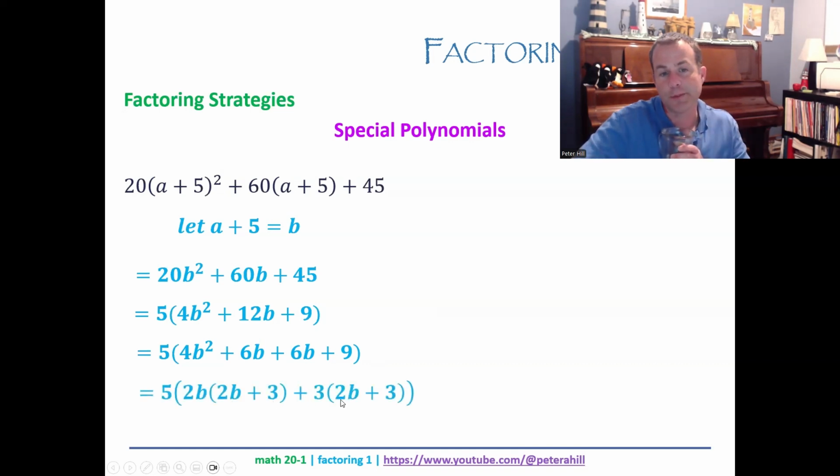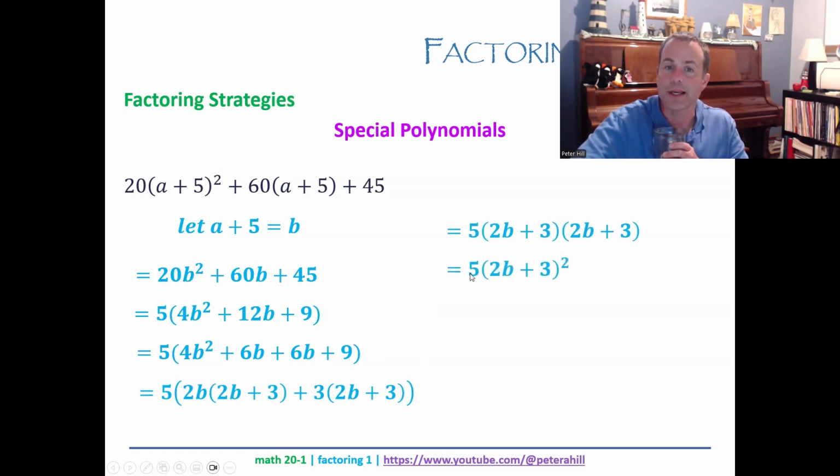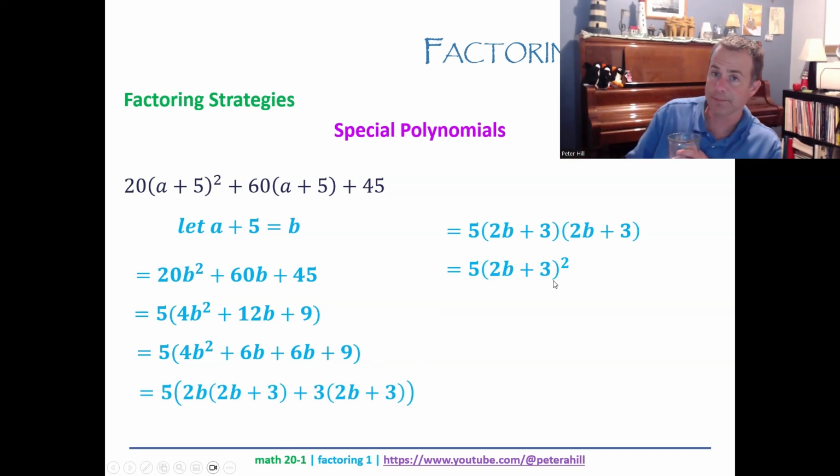So now I see the 2b plus 3 is common. Pull that to the front. Hey, I'm left with 2b plus 3 again. That was a perfect square trinomial. That's exciting. Let's put that together. So that'll be 5 times (2b plus 3) all squared, right?